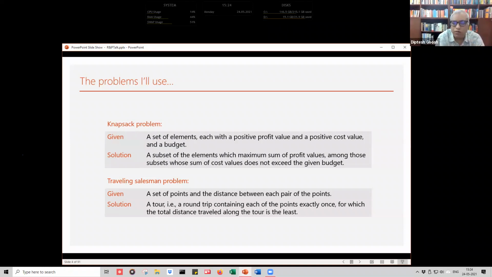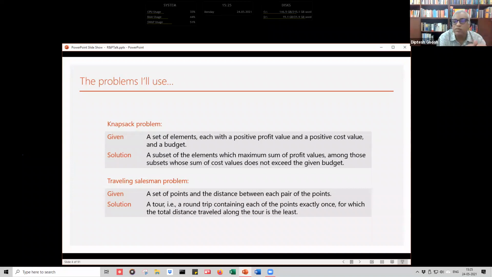The traveling salesman problem, of course, we have discussed that. The traveling salesman problem is that you're given a set of points and you're given the distance between each pair of points. Now, your job is to start from any of those points, visit all the other points, and come back to the first point. You should not be visiting any point more than once. You should not leave out any point. So you have to visit every point exactly once, come back to the original point, and the total distance that you travel has to be the minimum. So that's your traveling salesman problem. Okay, so these are the two problems that we are going to talk about.